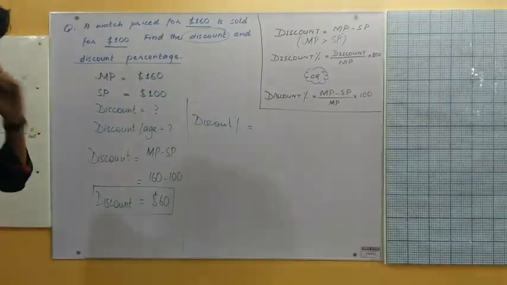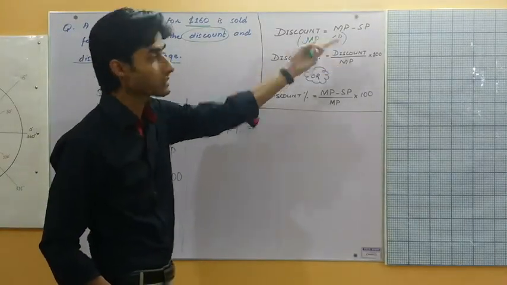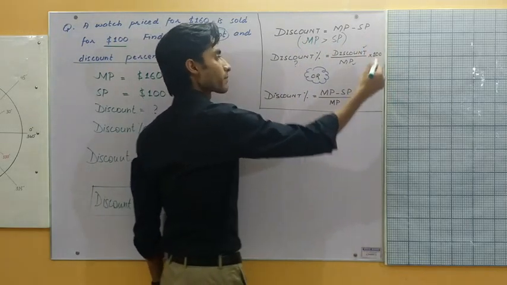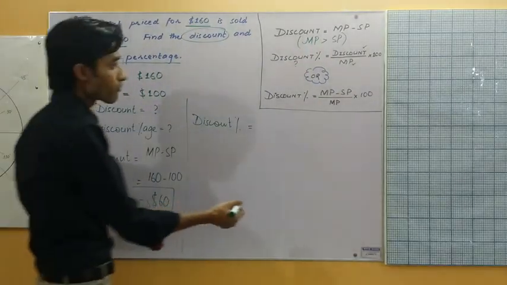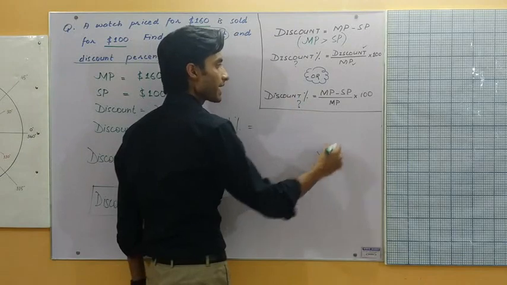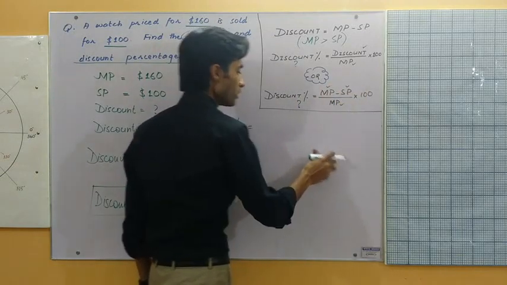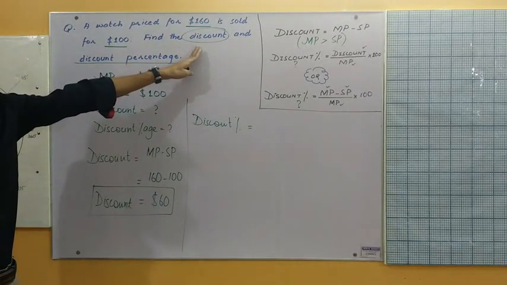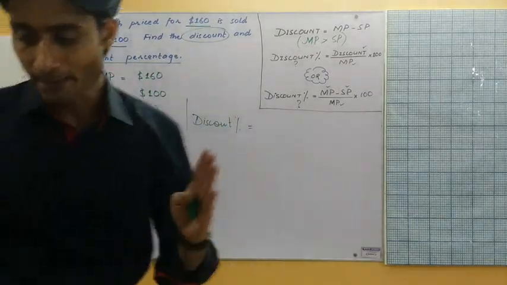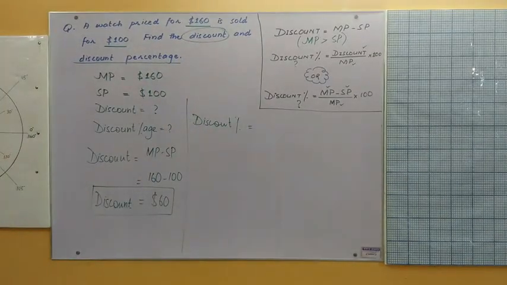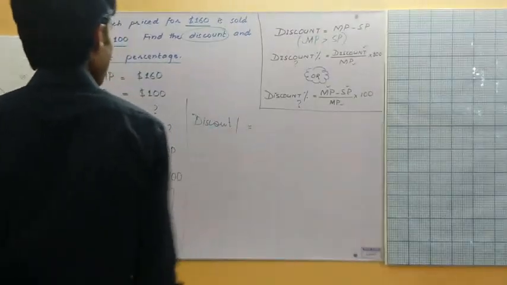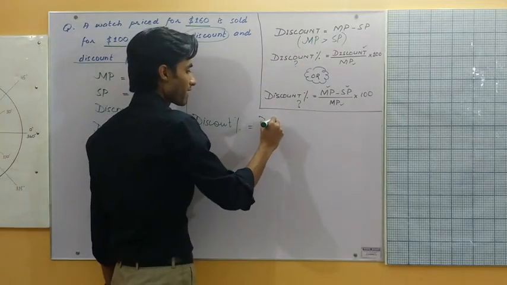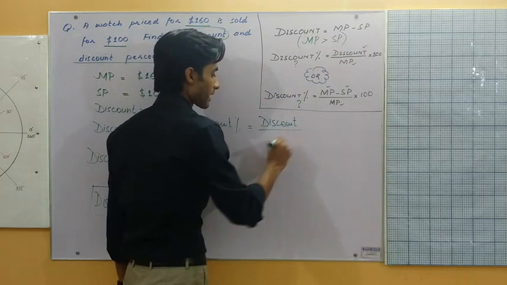Discount percentage: if I want to use this formula, discount upon marked price, this is the unknown. Do I know the discount now? I know the discount, I know the marked price, so I can find the discount percentage. If I want, I may also use this other formula. This is still an unknown, but this is there, this is there, this is also there. You could have calculated percentage discount directly if the question had not asked you to find the discount. But since the question demanded the discount, I had to find it, and once I have the discount, it is up to me whether I use this formula or this one. I would prefer this because I do not have to find the discount again.